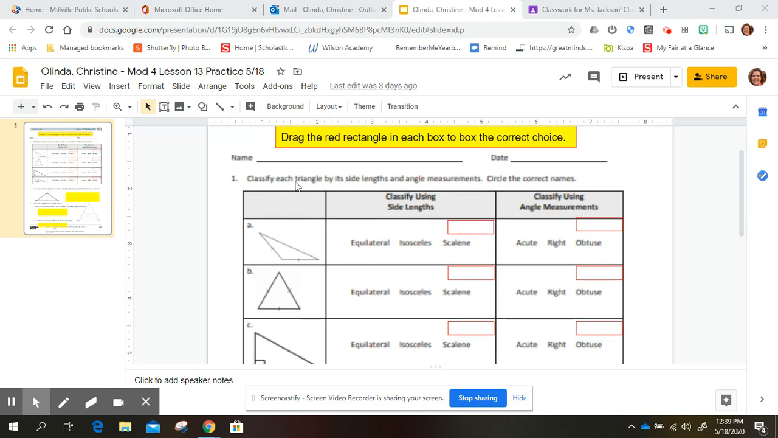It says, number 1, classify each triangle by its side length and angle measurements. Circle the correct names. She said, drag the red rectangle in each box. So I can just take this and put it over the answer. So when I take a look at this, I see that there's a line here and a line here.